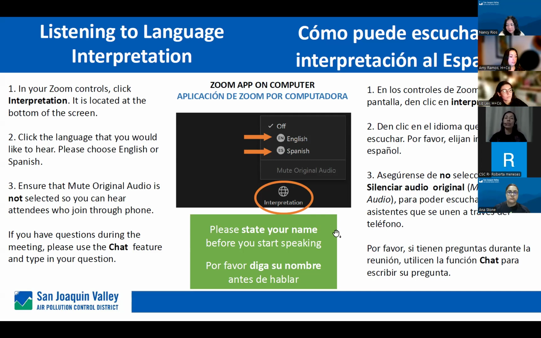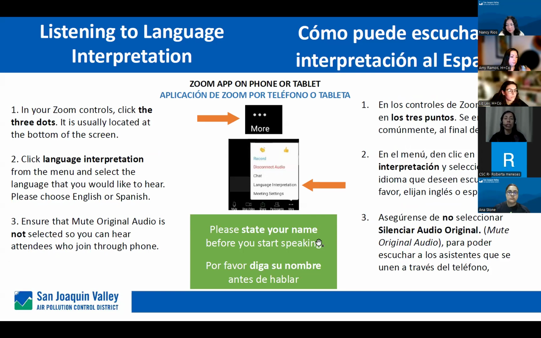And if you're joining from a tablet or your phone, you will have to tap your screen and look for the three dots that says more. And you will also look for the option that says language interpretation. You will select English. And at the end, the option that says finish or done. If you have any issues, please let us know in the chat so we can help you. Thank you. Gracias.